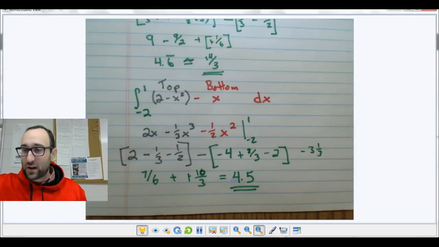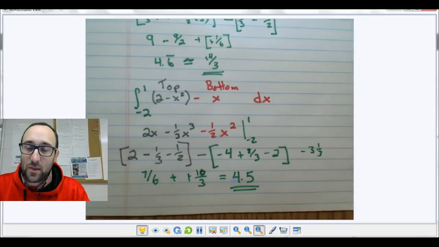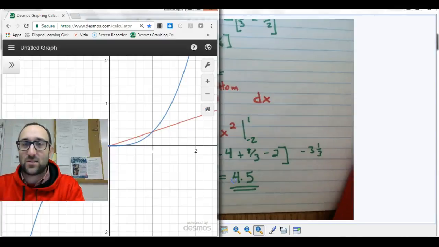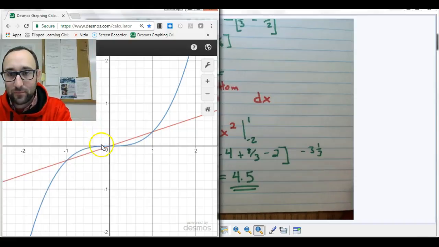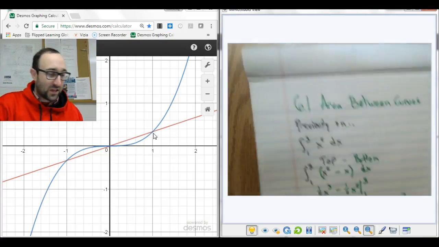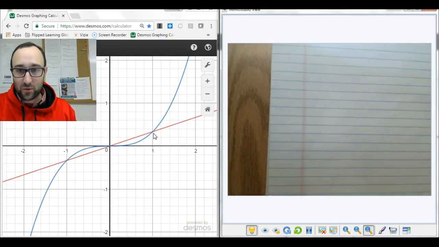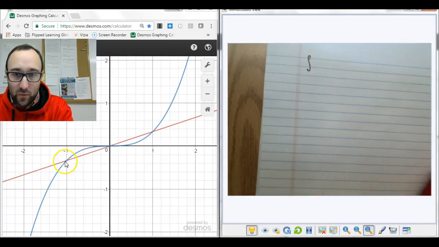Okay, and now I know you've got a question for me. You say, but Mr. Barman, what happens if the top curve and the bottom curve switch? Then what do I do? Well, I'm glad you asked, students. So here's an example. I've got blue as the top until here, and then red is the top until here. So we're going to do the exact same thing, but now we have to break it up into two separate integrals. The first integral is going to go from -1 to 0.